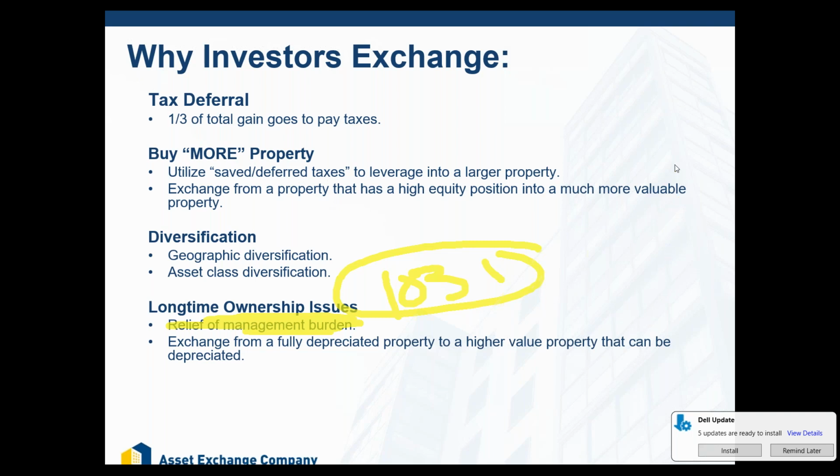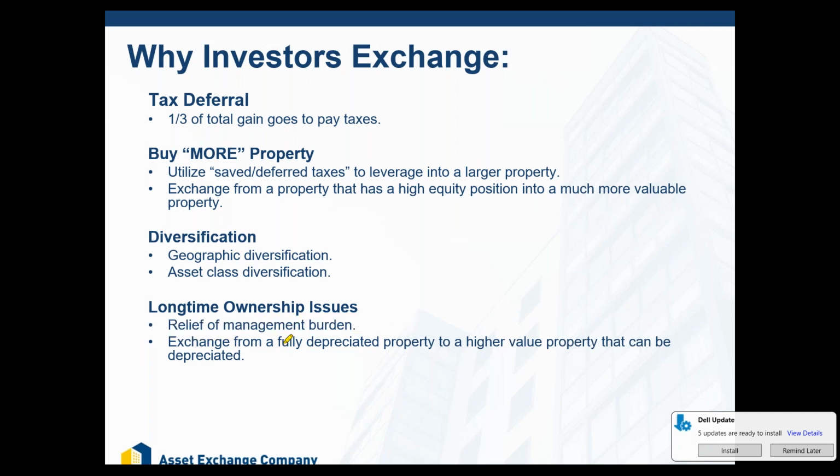This, ladies and gentlemen, is the number one reason why my clients are doing exchanges. They're older and they want to spend less time dealing with the terrible T's, the toilets, the tenants, the trash. So they get out of their tough to manage properties and they 1031 exchange into something that is easier to manage.